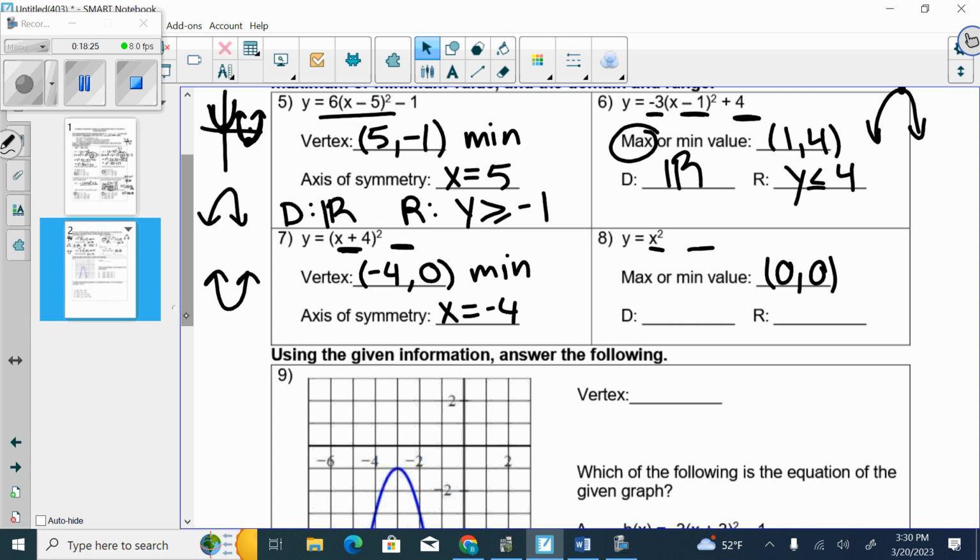All right. So that means it's the normal U-shaped parabola. Is that a maximum or a minimum? What's my domain? Good. And my range? Yes. So y is going to be getting bigger, right? So greater than or equal to 0. Nice.